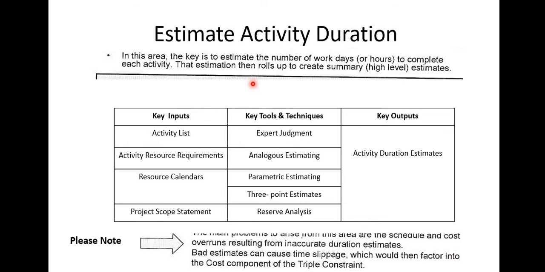The next thing is to estimate activity duration. In this area, the key is to estimate the number of work days or hours to complete each activity. The estimation then rolls up to create a summary of the estimate. So here we focus on how many days each activity will take. Then we factor that out for each activity because we need to know how many days the whole project or the whole schedule is going to take us.